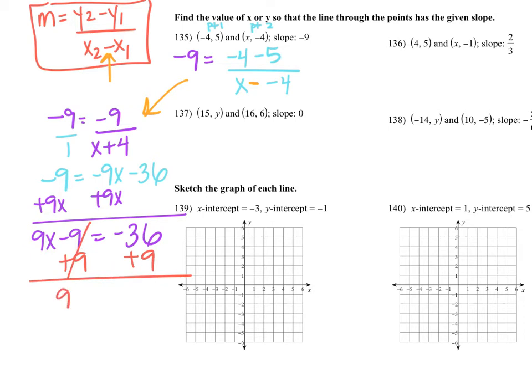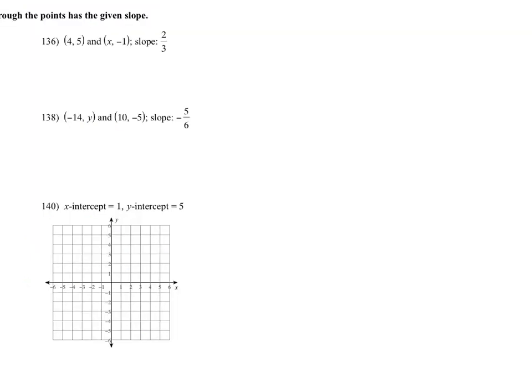So I get 9x equals negative 27, and then divide by 9, so x equals negative 3, and that is my answer. Okay, let's try one more.